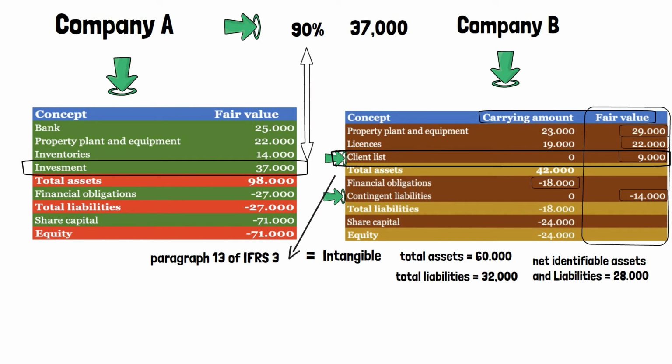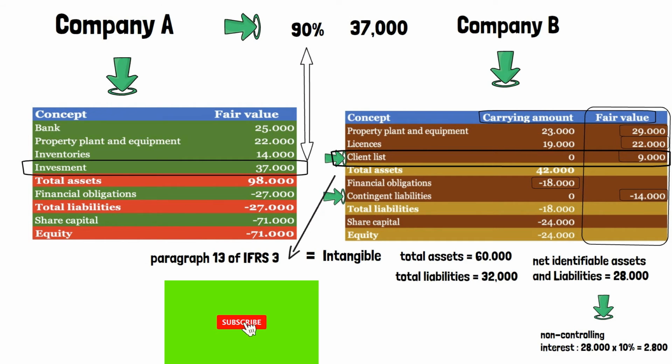The next step is the calculation of the non-controlling interest. This is equivalent to 10% of net identifiable assets and liabilities of Entity B. This interest represents the percentage of Entity B which Company A does not control.